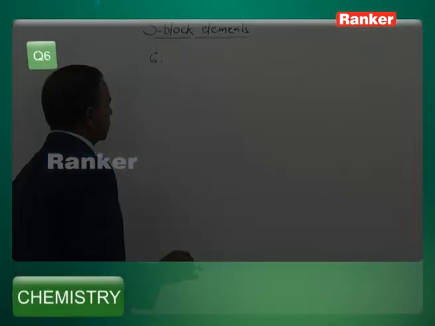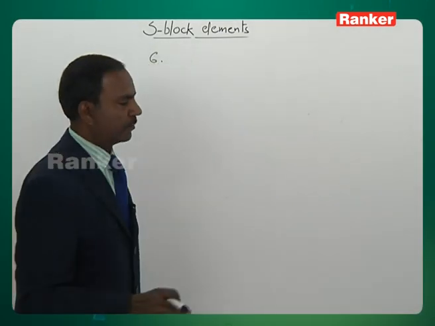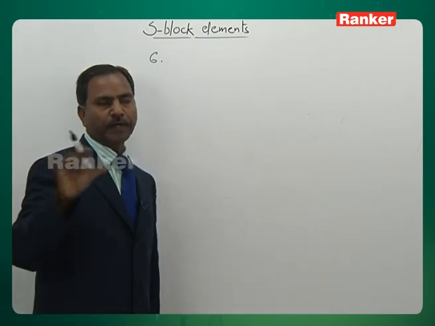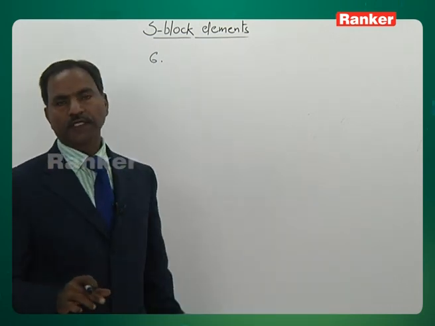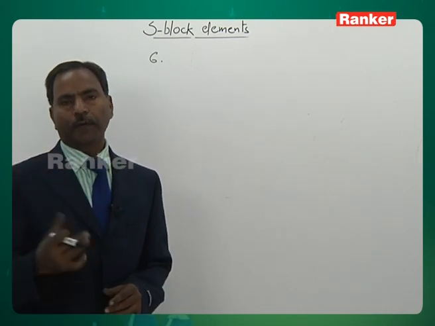Right, question number 6. When KCl is heated with concentrated sulfuric acid and solid K2Cr2O7, this particular mixture represents the chromyl chloride test. Options are given as: one, chromyl chloride; second, chromous chloride; third, chromic chloride; fourth, chromic oxide. So this reaction represents the chromyl chloride test, which is used as a confirmation test for the chloride ion in the laboratory.